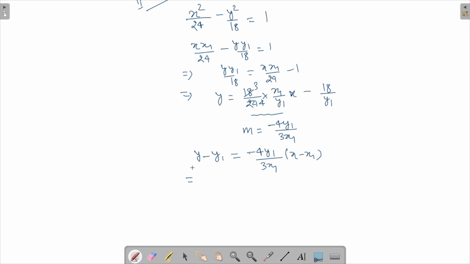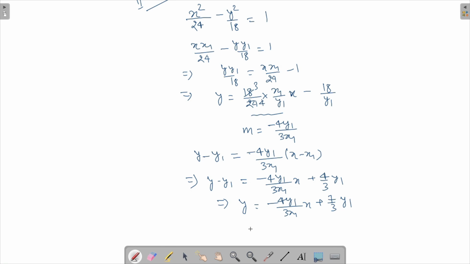So this would become y minus y1, and that would become equal to minus 4y1 upon 3x1 times x plus, this will become 4 by 3 y1. And then if I send y1 to the other side, this will become y equals minus 4y1 upon 3x1 x plus 7 by 3.